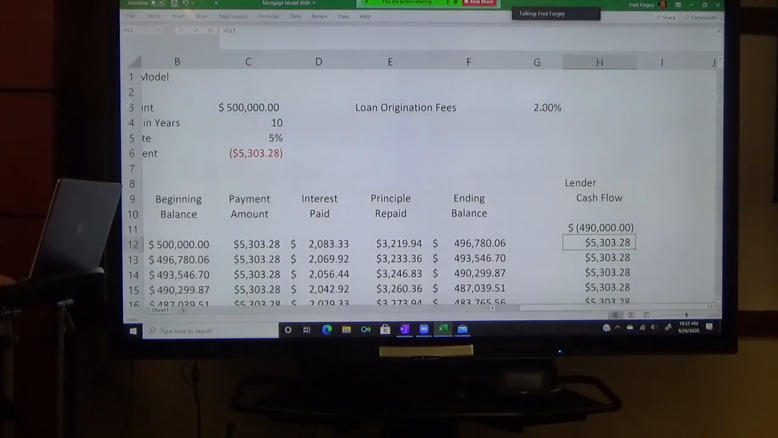I'm sorry, can you go back to that? 1 minus. In other words, how much is the lender getting to keep? Or how much are they really disbursing? 98%. Okay, so 1 minus 2% is 98%. Gotcha.